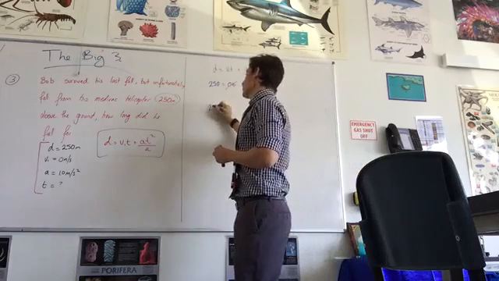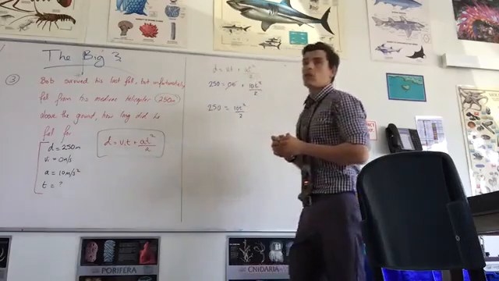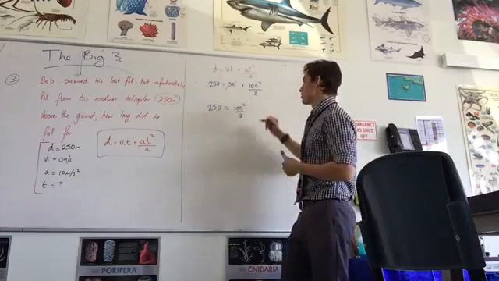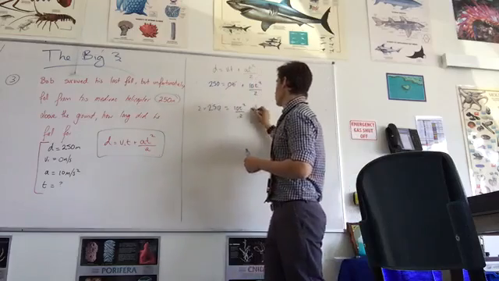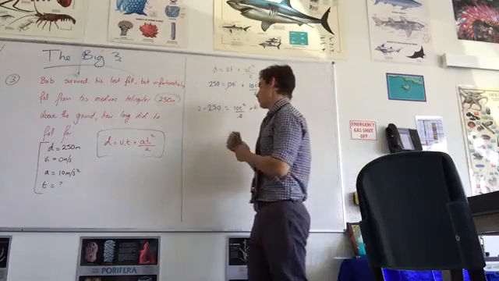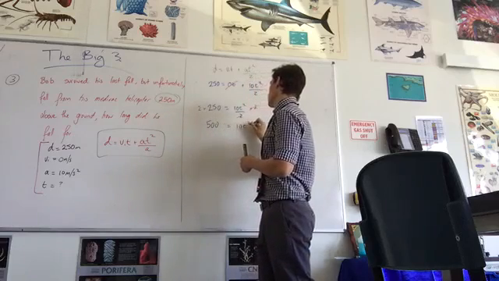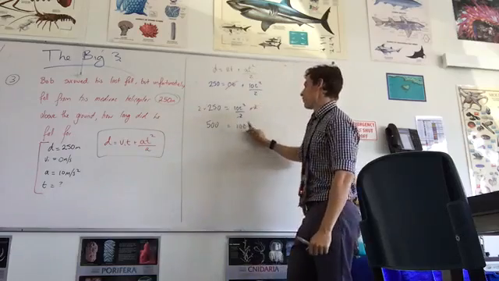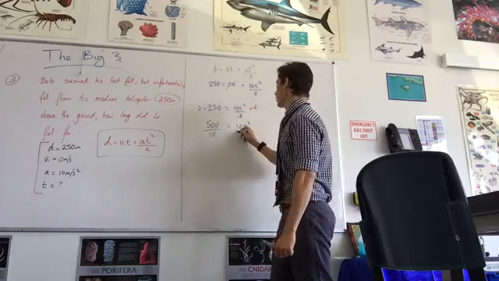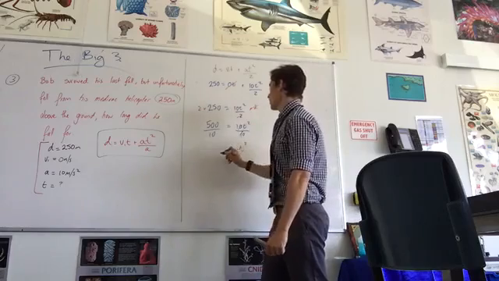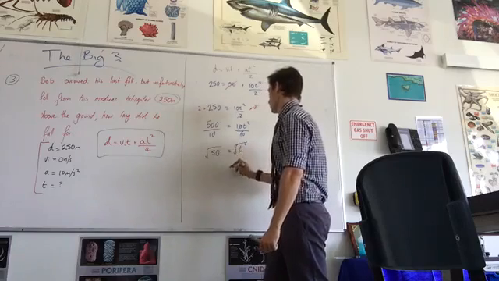So we get 250 equals 10t squared over 2. I then rearrange to get t by itself by multiplying both sides by 2 first. That causes those to cancel. 250 times 2 is 500 equals 10t squared. Rearrange that by reverse BIDMAS as I divide by 10 first. T squared equals 50, and we square root 50.